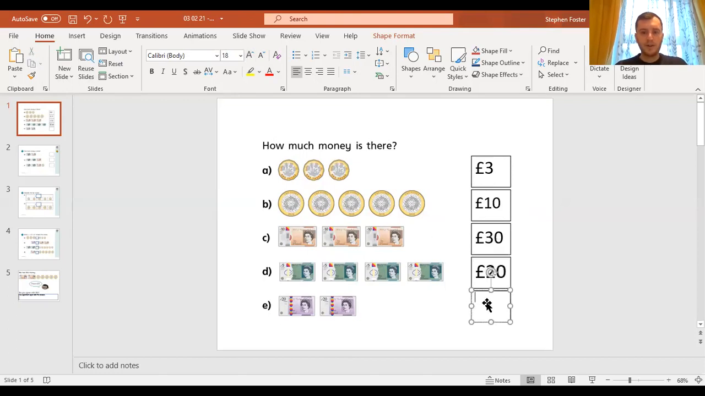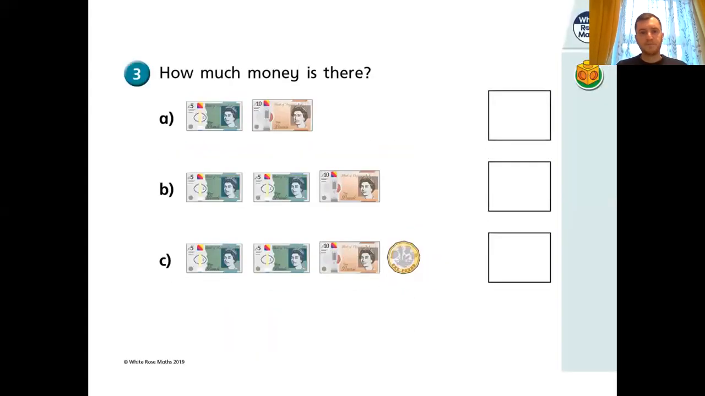And last one, there are 2 £20 notes, which is 20 plus 20, which I know is equal to £40. Well done if you got all of those. We'll move on to the next question. How much money is there this time?